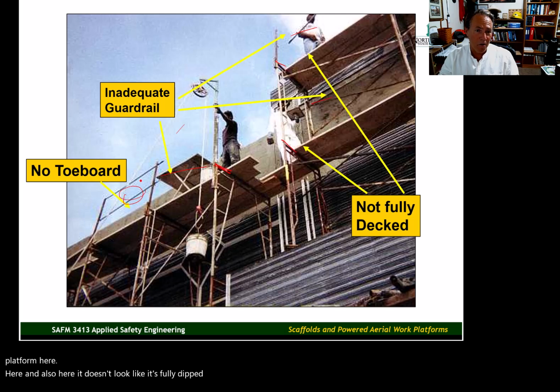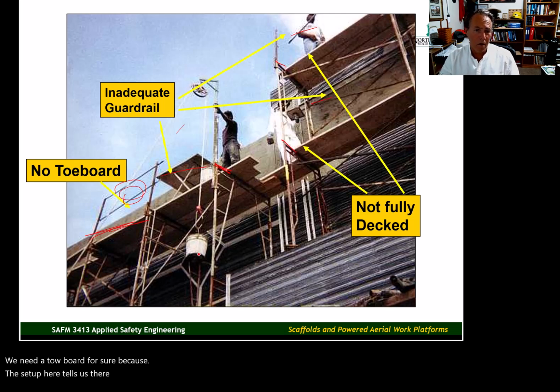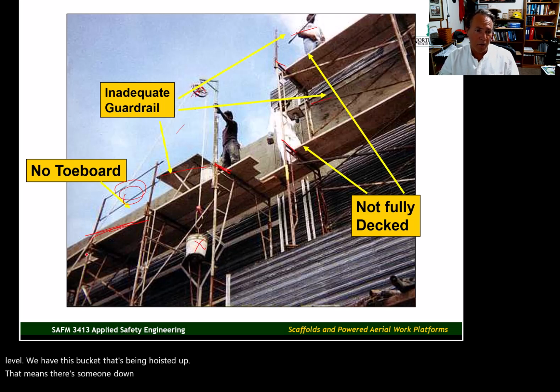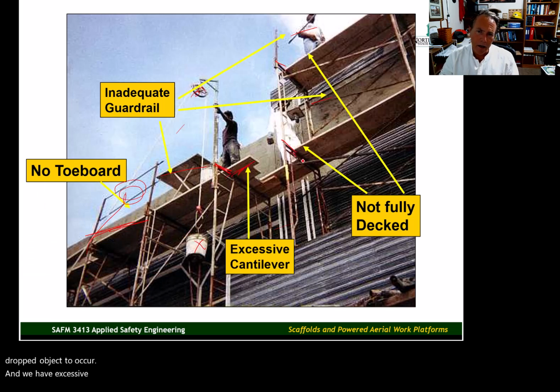They've got a little bit of a guardrail here, but there's no toe board. We need a toe board for sure, because the setup here tells us there are workers below. They're using a hoist system to hoist material from a lower level to an upper level. We have this bucket that's being hoisted up. That means there's someone down here pulling the rope for the hoist and loading the bucket. So there's a potential for a dropped object to occur. And we have excessive cantilever here and not enough cantilever here.